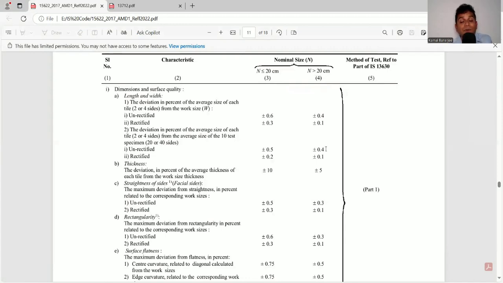And what is the test method? That is IS 13630. How to perform the test, I will cover in other videos. So here the code is given, and which part to follow.